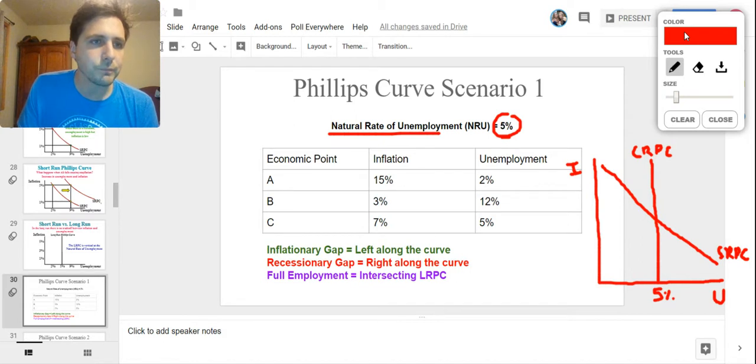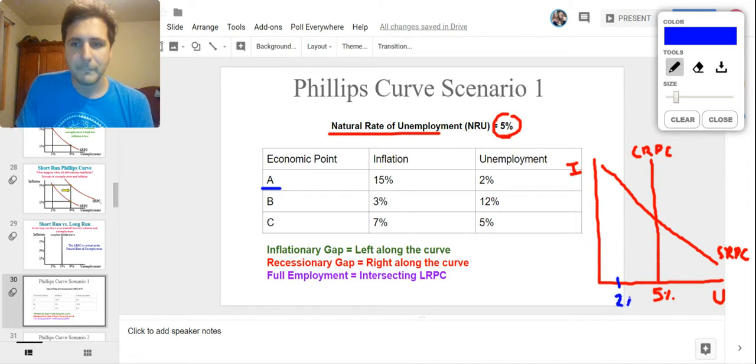All right, let me change color here. Let's see what happens with point A. Point A, it says we have 15% inflation. That's very high. And it says we have 2% unemployment. Well, I only have one reference point on the graph, and that's my natural rate of unemployment. If I have 2%, I know that's down here, 2%. Now, I know that this point has to be on my Phillips curve. So I just dash up until I hit my Phillips curve, and I call that point A. I dash over, and point A is going to be at 15%. Bada boom, bada bing, right?